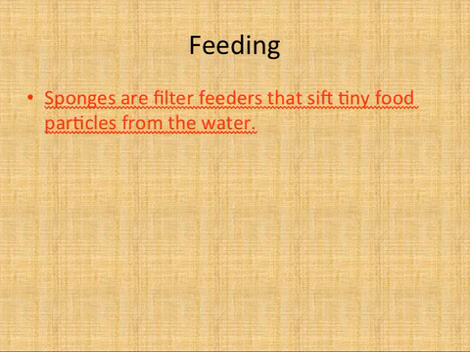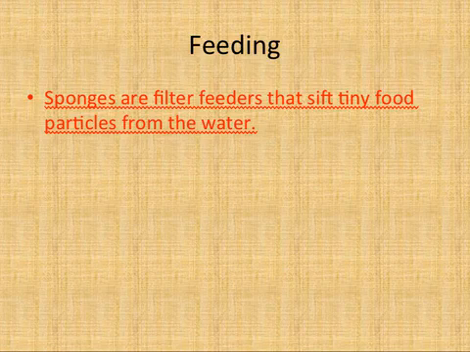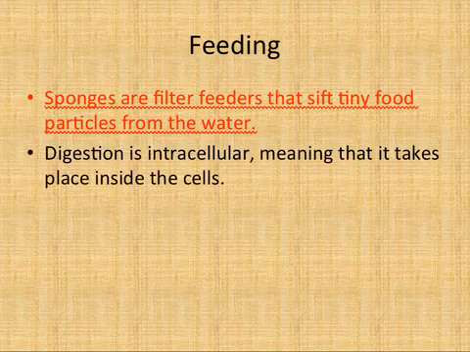Feeding. So now we're going to be talking about the 7 survival characteristics and how sponges accomplish them. Sponges are filter feeders. So they use that choanocyte, they pump water through their bodies, and they collect the tiny food particles that are in the water. Digestion is intracellular, meaning it takes place inside the cells. Now this is different from you and me. Our digestion is extracellular. It happens outside of our cells.